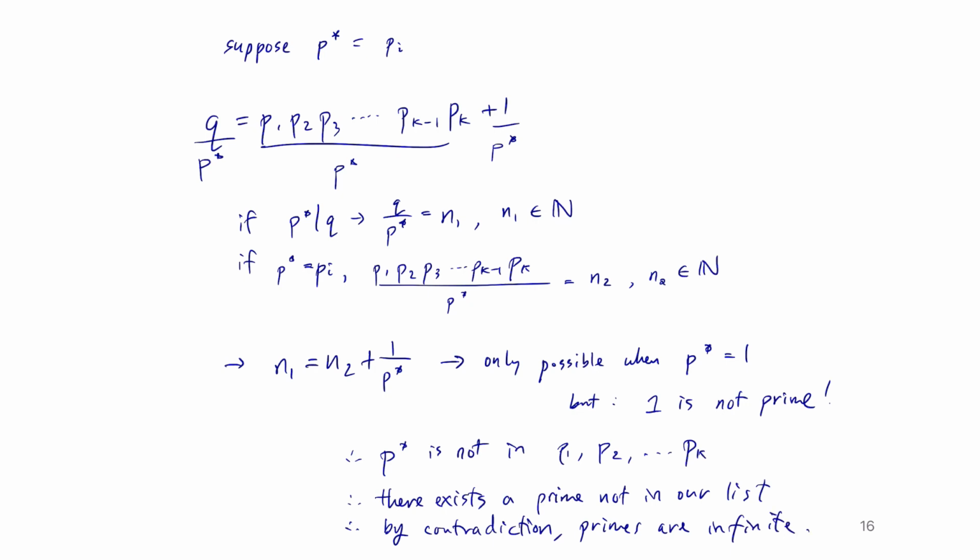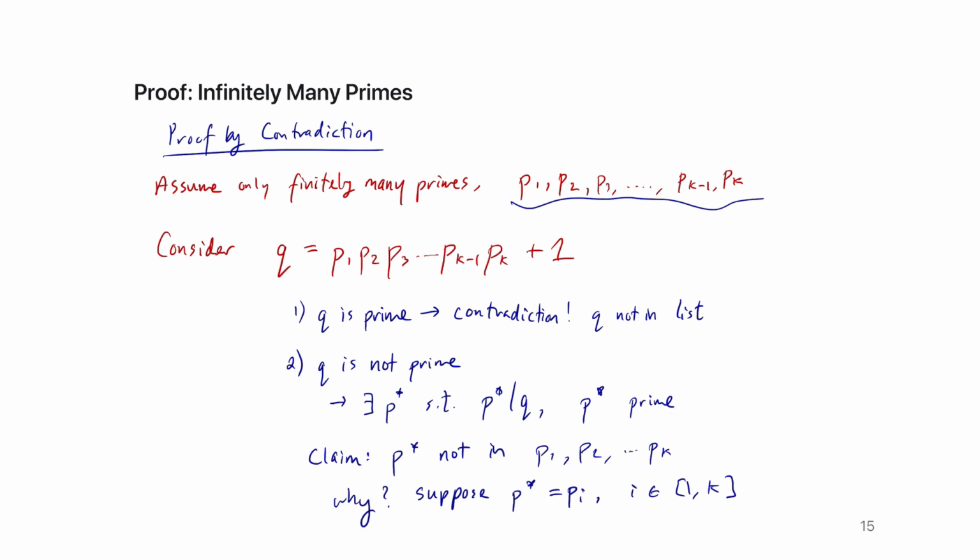Okay? And so let's recap what we did. We're doing this proof by contradiction. The thing we want to prove is that there are infinitely many primes. So the thing we assume to begin with is that there are only finitely many primes. We give them a label P1 through PK. And I said, create this new number Q, which is the product of all the primes plus 1. And we have two cases with Q. Either Q is prime, which means it's a contradiction because it's a prime that's not in the list. Or Q is not prime.